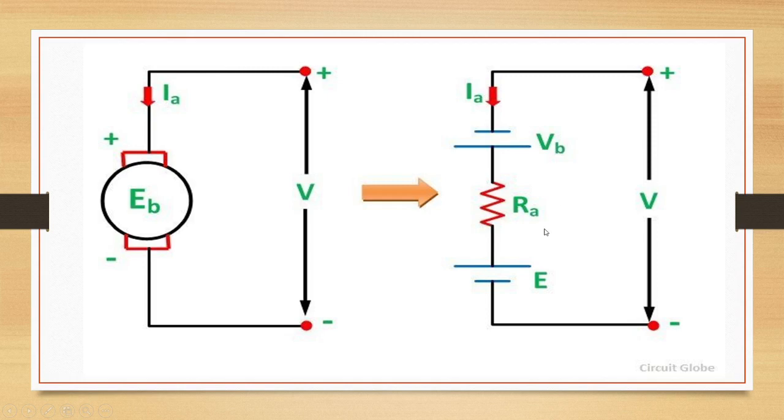VB, RA and EB. So these three are the terms with which we are going to represent the equivalent circuit of a DC motor.